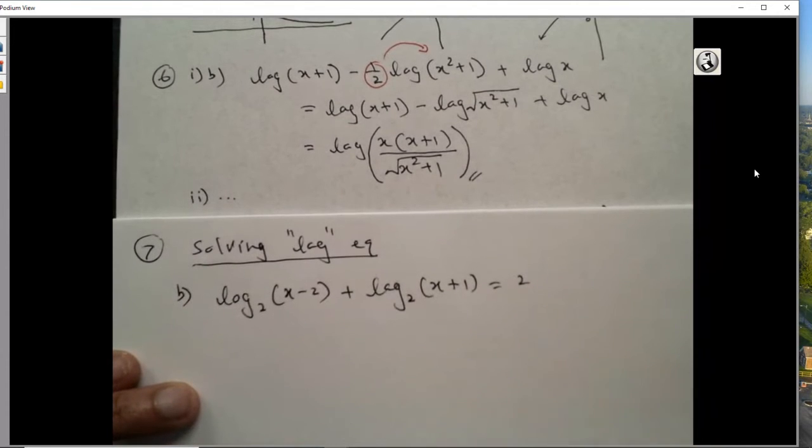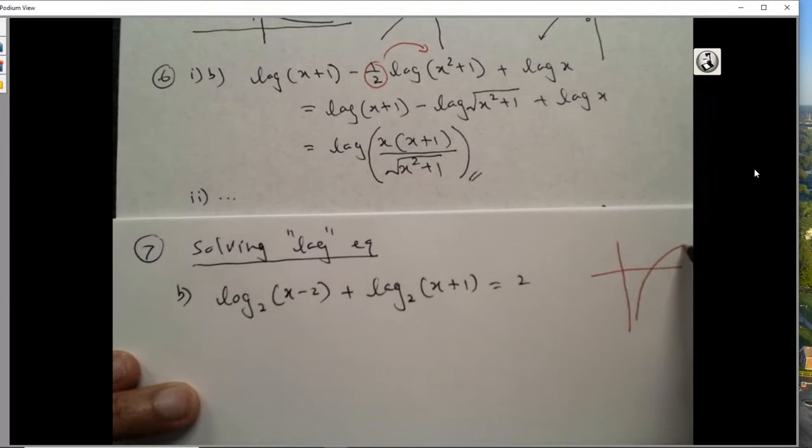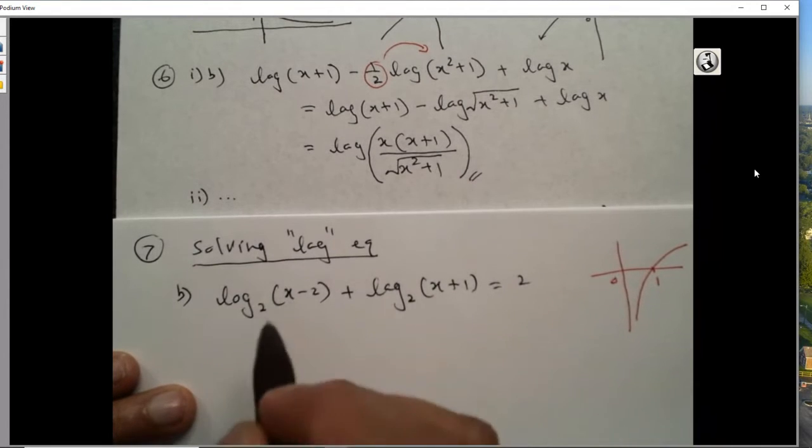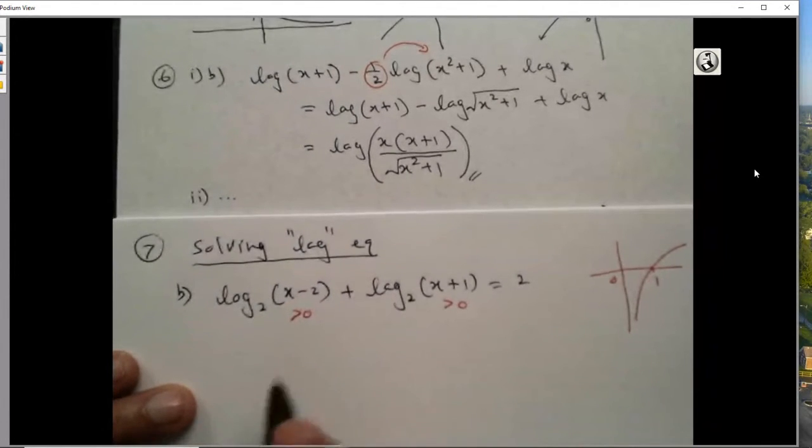So one thing we know is that the graph of the log function looks like this. It passes through 1 and is an increasing function. There's an asymptote here. That means the domain is only from 0 to infinity, right? So we want to make sure that this is positive and that is positive. That is the starting point for a log function.